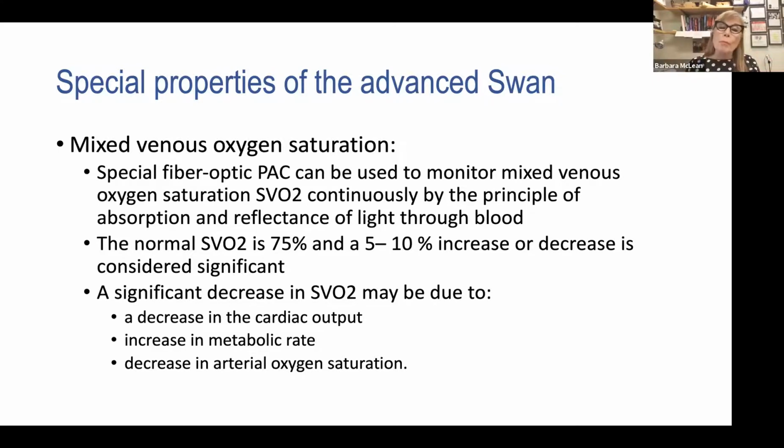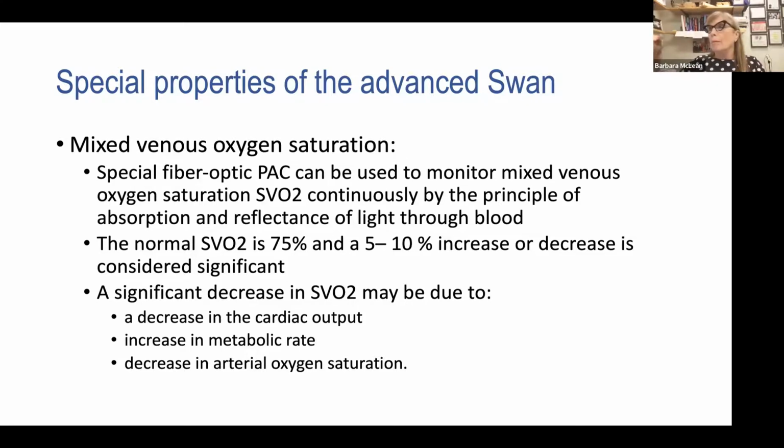Now, the normal mixed venous saturation is 60 to 80. The average is typically around 75%, and you can have a 5 to 10% increase or decrease. That's what's considered significant. So anything below 65 or above 85 is clinically alarming and requires investigation. Now, remember, we're not really going to talk about SVO2 here today.